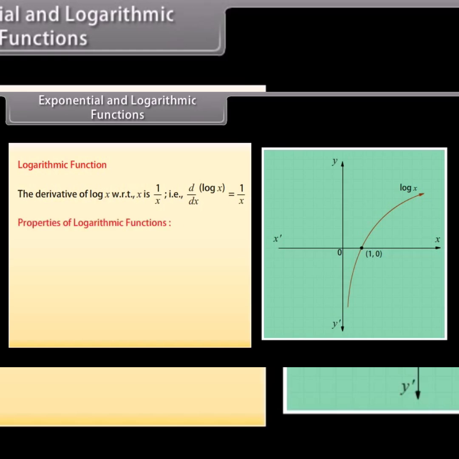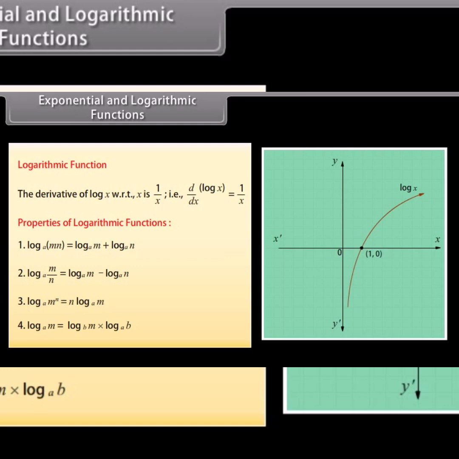Properties of logarithmic functions. 1. log mn to the base a is equal to log m to the base a plus log n to the base a. 2. log m by n to the base a is equal to log m to the base a minus log n to the base a. 3. log m raised to the power n to the base a is equal to n into log m to the base a. 4. log m to the base a is equal to log m to the base b into log b to the base a.